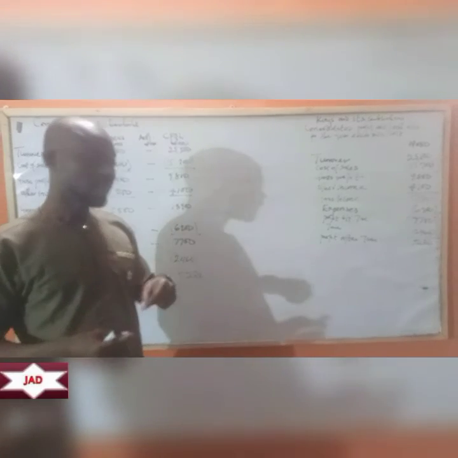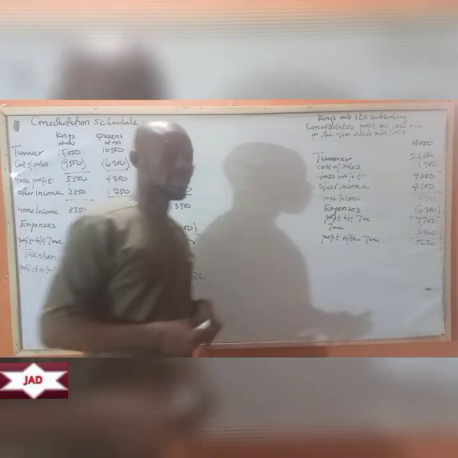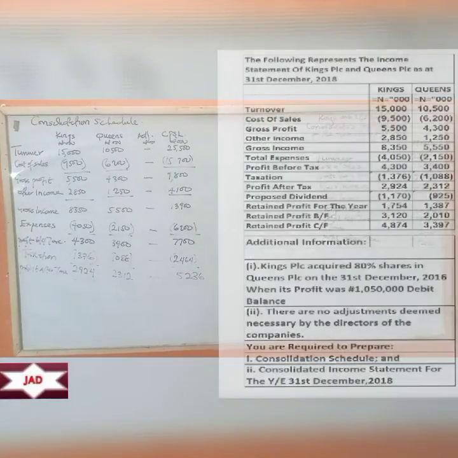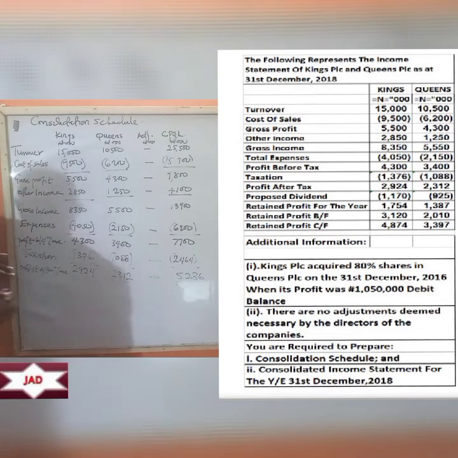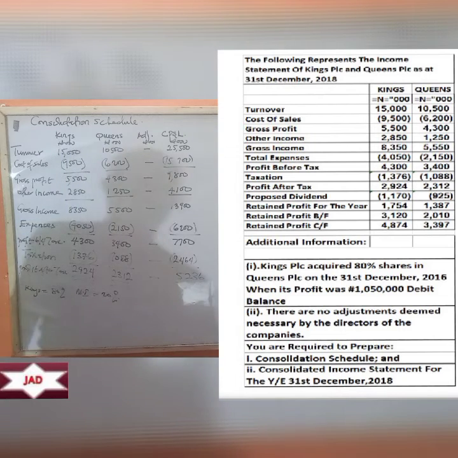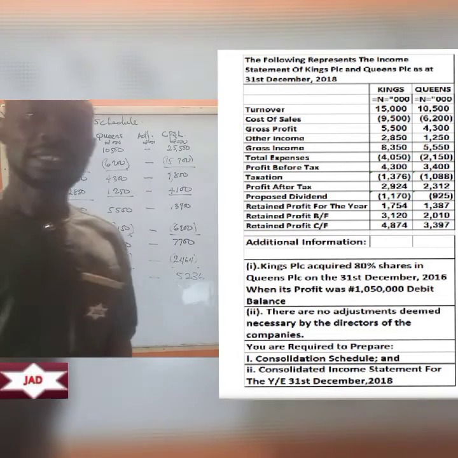Okay? But don't forget, there is minority interest. So we want to know what the minority interest is. So they said that what? Kings acquired 80% shares in Queens in 2016. So it is Kings 80%. Minority interest will be what? 20%, right?